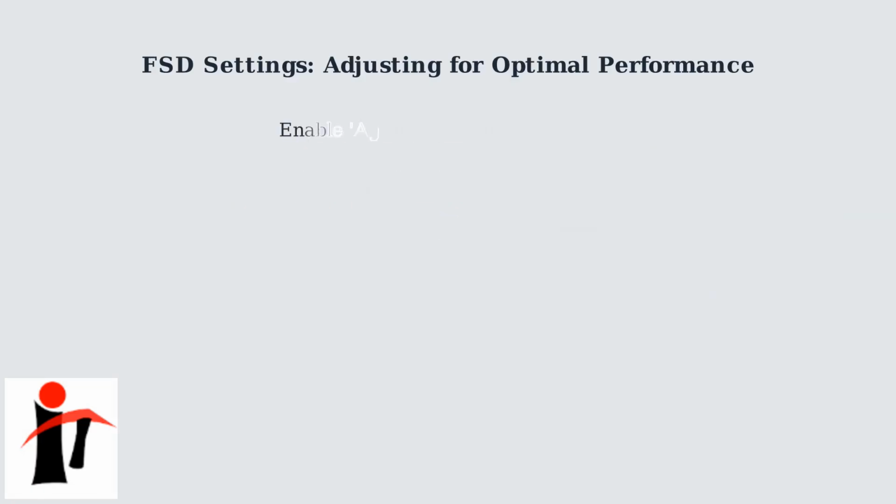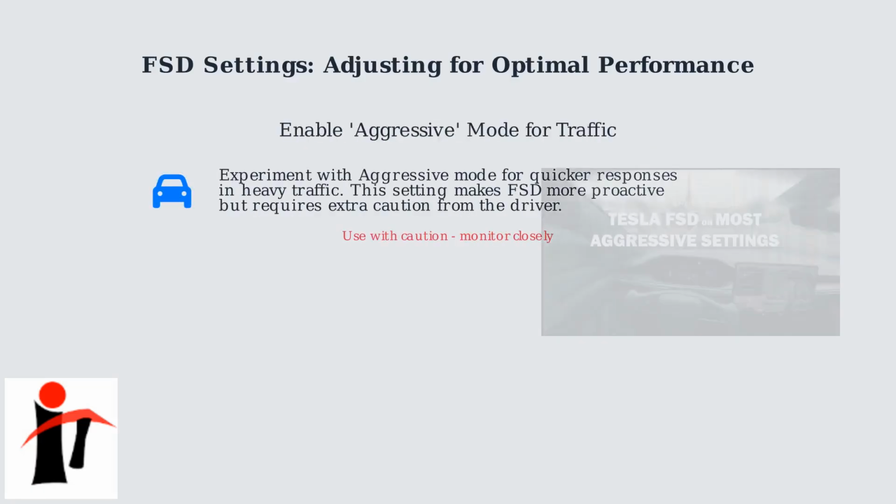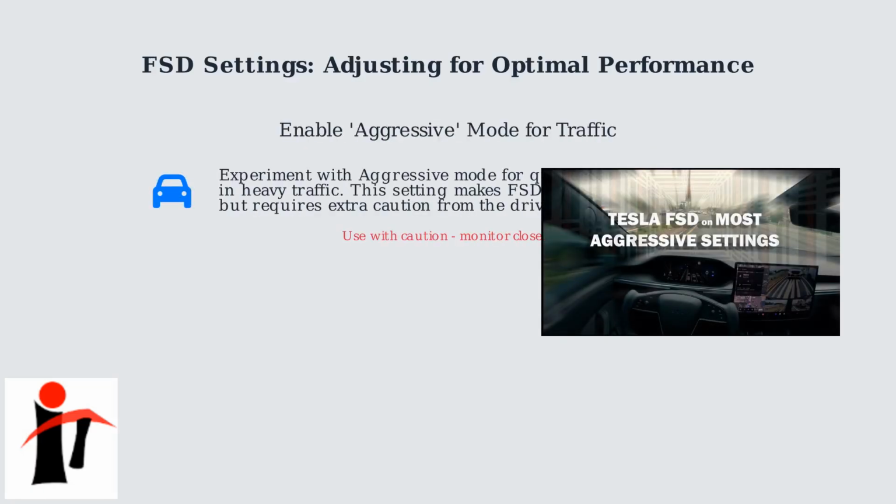For faster responses in traffic, try enabling aggressive mode in your FSD profile. This setting makes the system more assertive with acceleration and lane changes. However, always supervise closely, as it can lead to more dynamic driving behavior.